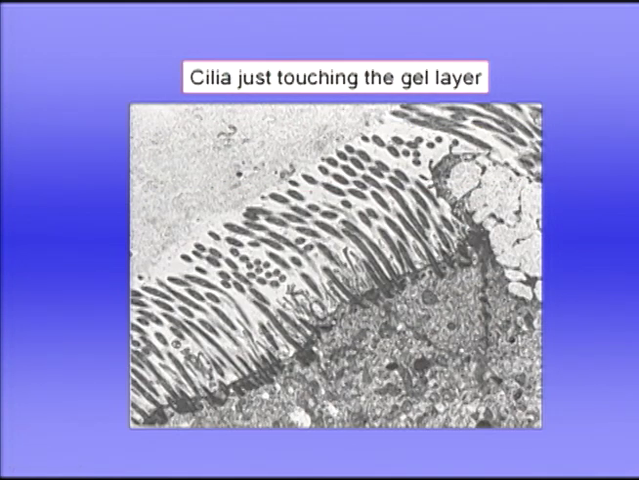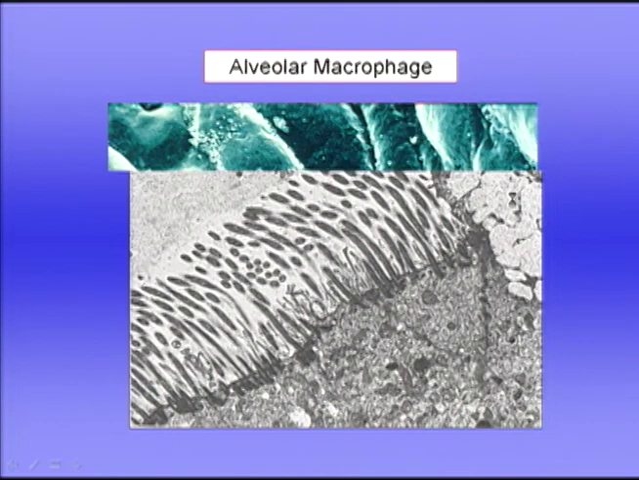Here's a nice electron micrograph showing the tips of the cilia. Here are the cilia here, it's the epithelium here, and here is the gel layer, and the tips of the cilia are just touching the gel layer. And you can see how critical it is that this system maintains the correct thicknesses of these various things. Over here is a cell that may be a goblet cell, I'm not sure.